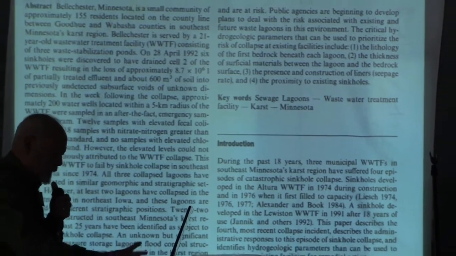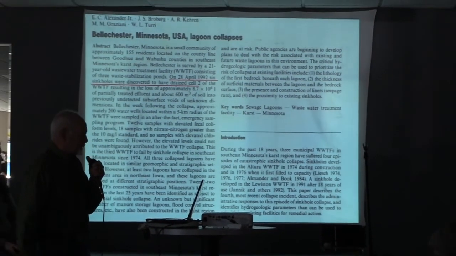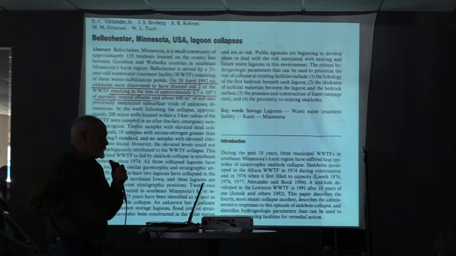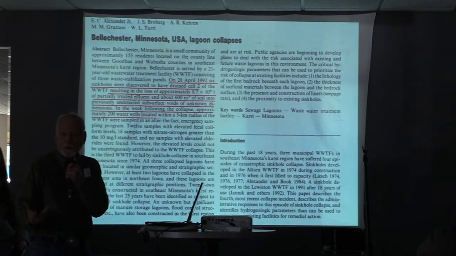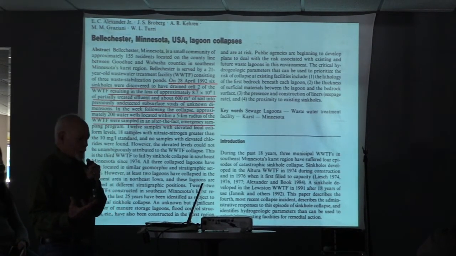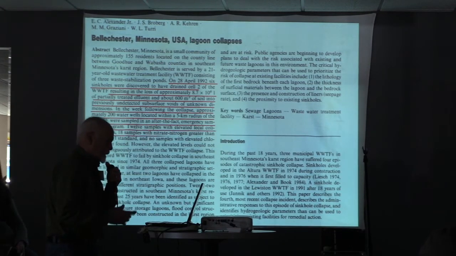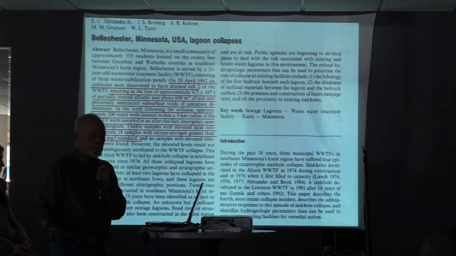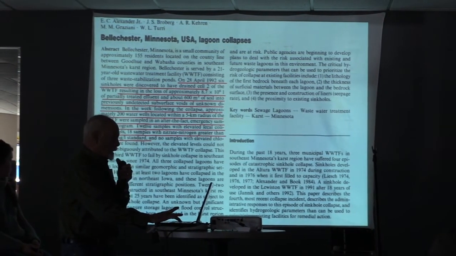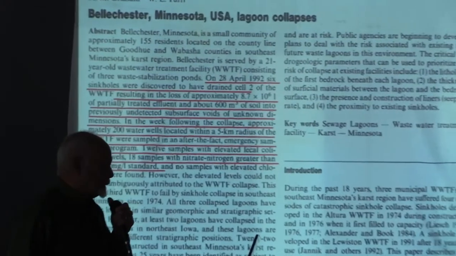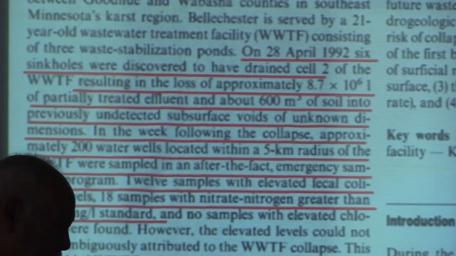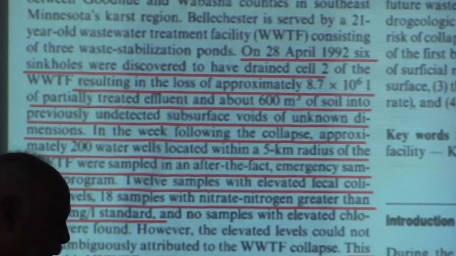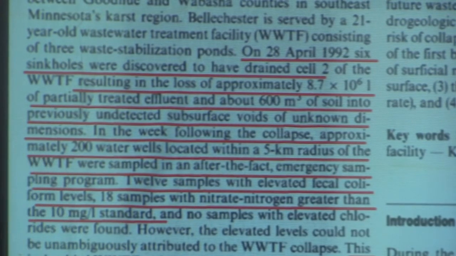This is an article that came out in the 90s. On 28 April, they had six sinkholes that were never there before that all of a sudden appeared in front of a wastewater treatment lagoon. And the results were bad for the water in the surrounding area: elevated fecal coliforms, nitrate well above drinkable levels, and so on. This was the third wastewater treatment lagoon to collapse in just less than 10 years.